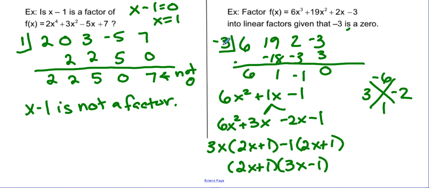But remember that we also took the 0, -3 out. If negative 3 is a 0, then x plus 3 is a factor. And those are your three factors of f of x.